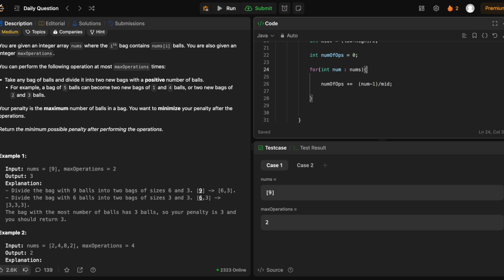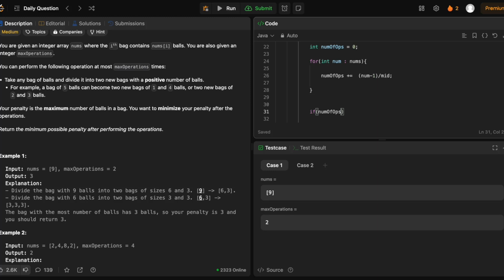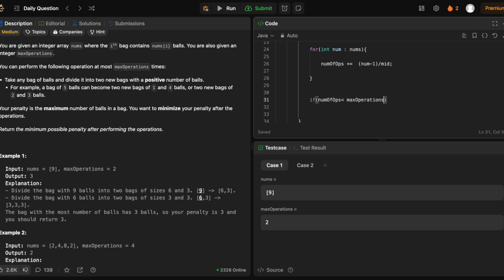And then we move outside. After the search, we want to check if our num of ops is less than, let's start with less than, max operations.